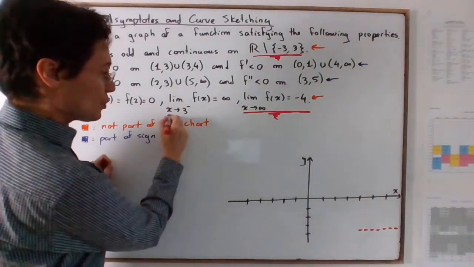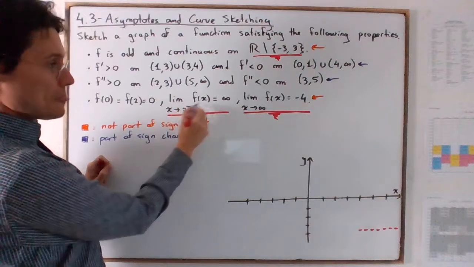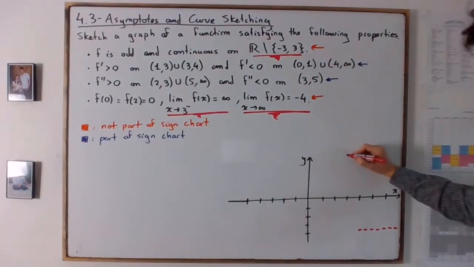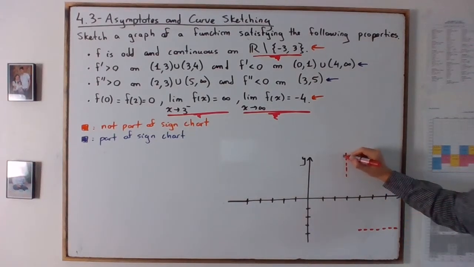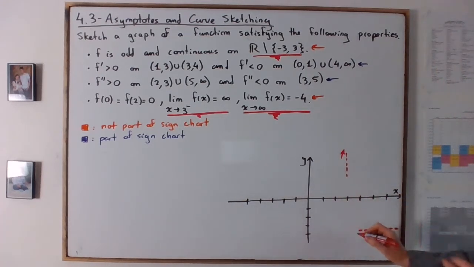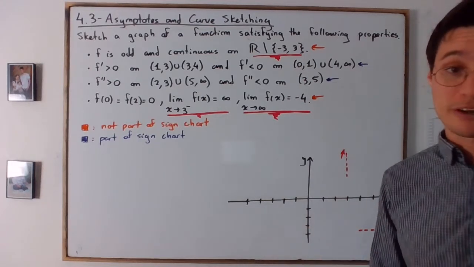But we are also told that as x is approaching 3 from below, f is approaching infinity. So it means not only do we have a vertical asymptote here, but we know that the function is somehow blowing up, something that looks like this. But we don't have any information on what's happening after. Probably we will have to rely on the sign chart for this.